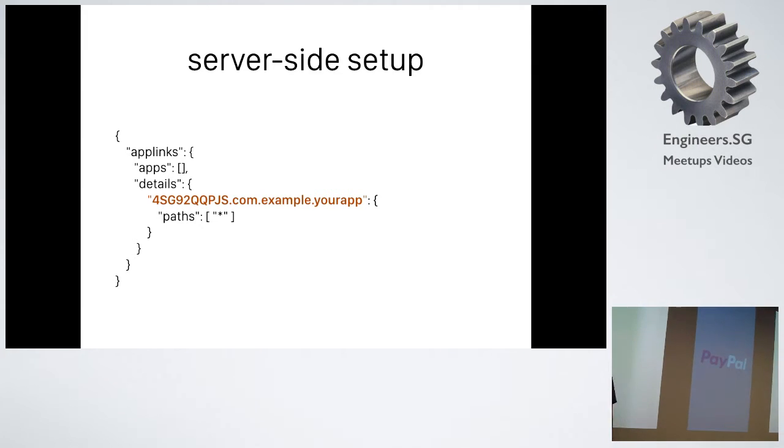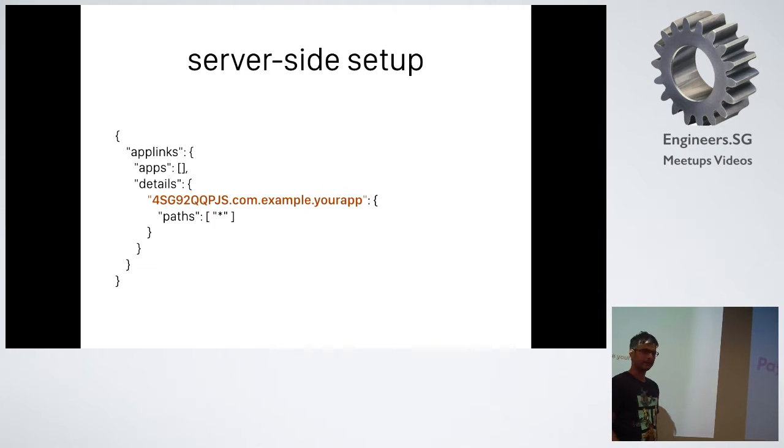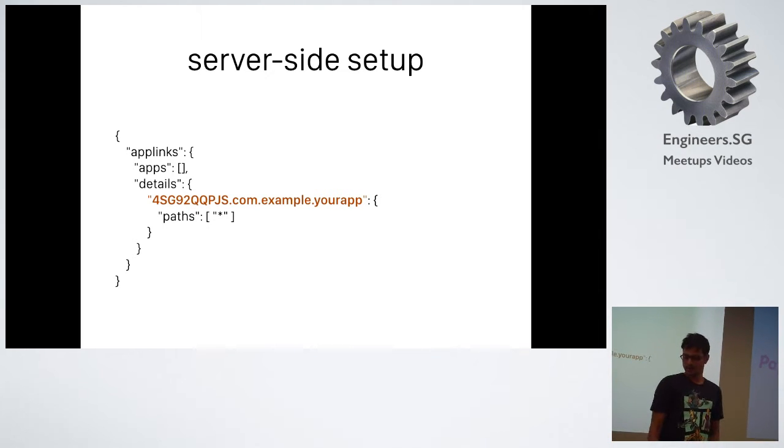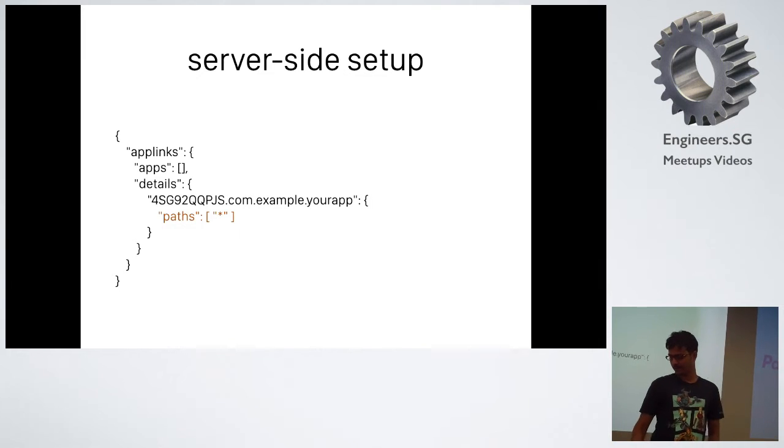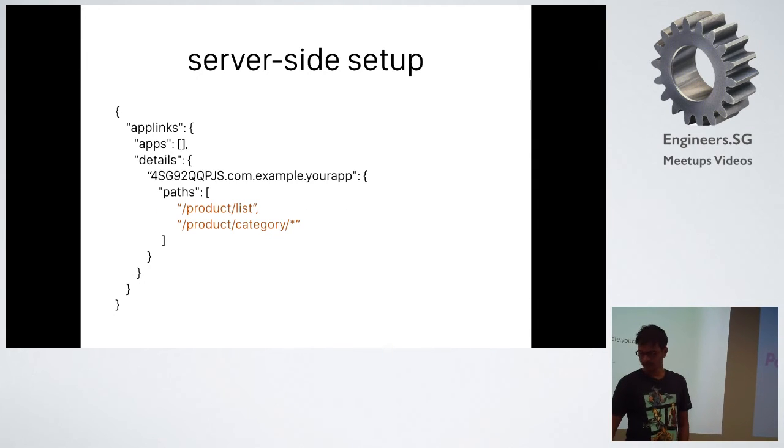But anyway, the most interesting part is the details, where the first parameter is the app ID. You can find it from your developer portal. When you create an app, it's just the app ID with a bundle identifier. Then you specify the paths. Again, it's an array. You can specify a wildcard path so that it can handle every path, or you can specify certain specific URLs that your app is going to handle.